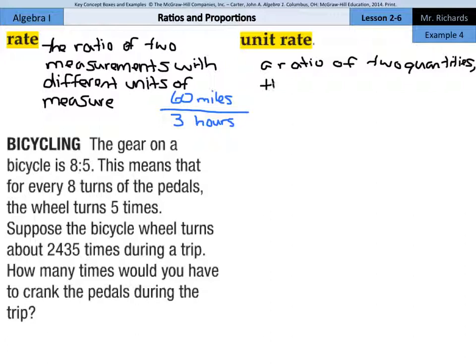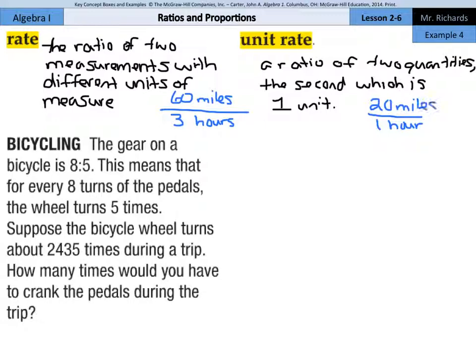the second, which is 1 unit. In other words, we could take our 60 miles per 3 hours and make our bottom unit 1 hour. And the equivalent, if we divided by 3 to get 1 hour, 60 divided by 3 could be 20 miles. So 20 miles per 1 hour would be the unit rate of 60 miles over 3 hours.